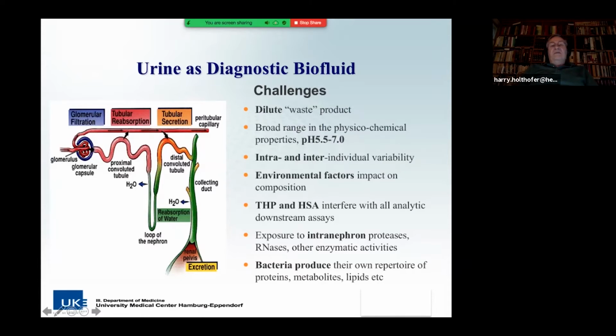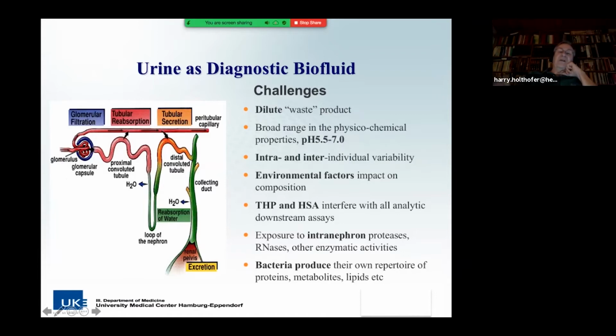And then something which is very important, this has been the limiting factor in utilizing urine more, is that Tamm-Horsfall glycoprotein and human serum albumin are the common contaminants, so to say. They interfere with all analytic downstream assays. And of course, the urinary pigment belongs to the same category. We have to get rid of the interference of these. This is important: exposure to intranephron proteases, RNases, and other enzymatic activities. That's important to keep in mind.